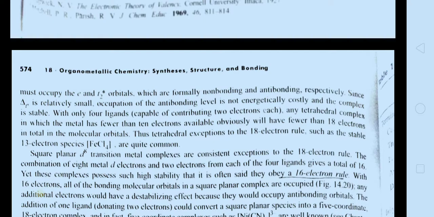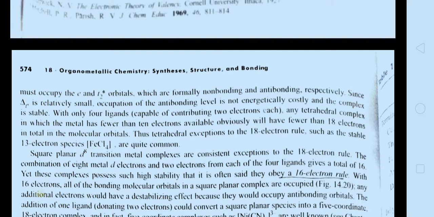the complex is stable. With only 4 ligands capable of contributing 2 electrons each, any tetrahedral complex in which the metal has fewer than 10 electrons available will obviously have fewer than 18 electrons in total in the molecular orbitals. This means that in tetrahedral complexes, exceptions to the 18 electron rule such as stable 16 electron species are quite common. So rather than the 18 electron rule, the tetrahedral complexes are found to be more stable even though they do not contain 18 electrons.